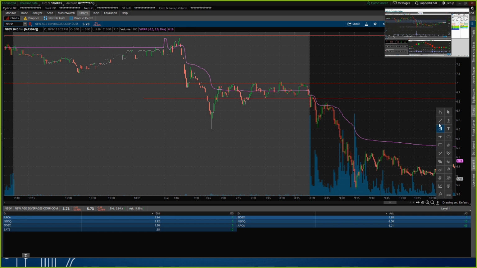Let me get the arrow out. You can see it bounced off of it here, here, and here. And so you can see that area at around 684, 683, 685, that area is acting as major support. And support typically turns into resistance. It's kind of technical analysis 101.